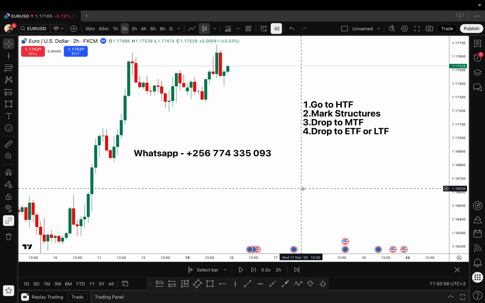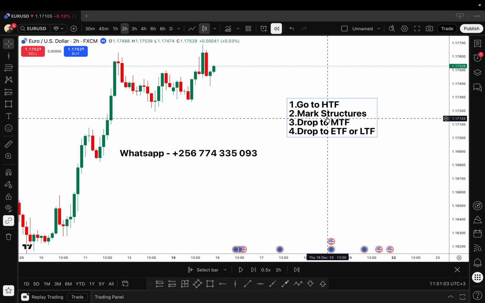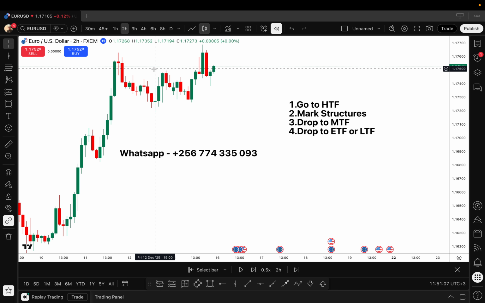Good. So now let's proceed. So rule number 1 says go to your highest time frame. Which time frame is this? This is the 2-hour time frame.